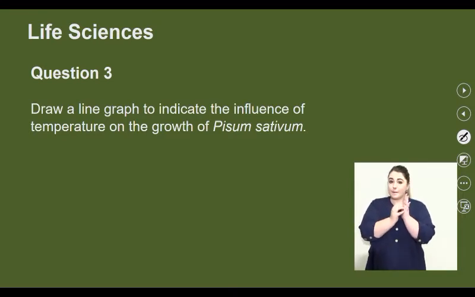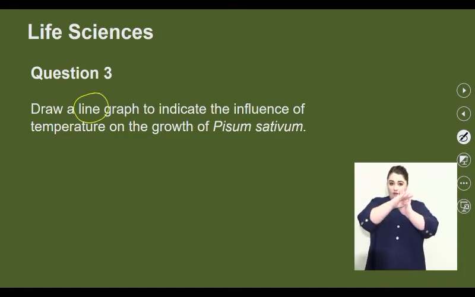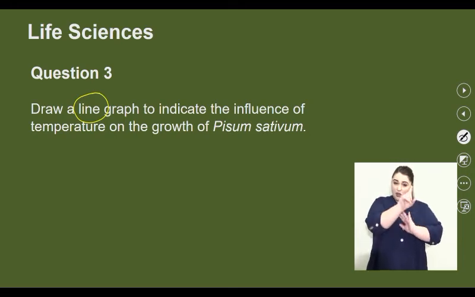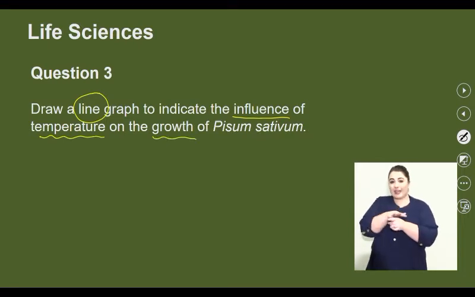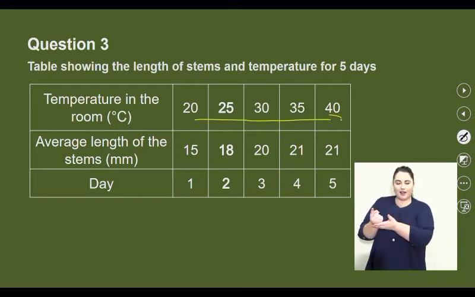This is an example we spoke about earlier. And here the instruction is specifically draw a line graph. Then you're going to do nothing else but that. A line graph, it's on a question we've seen before. To indicate the influence of what? Of temperature on growth on pea plants. We have seen that. Let's look at how one will represent the data from here, which is sometimes hard to spot the trends. We can look at the trends here.